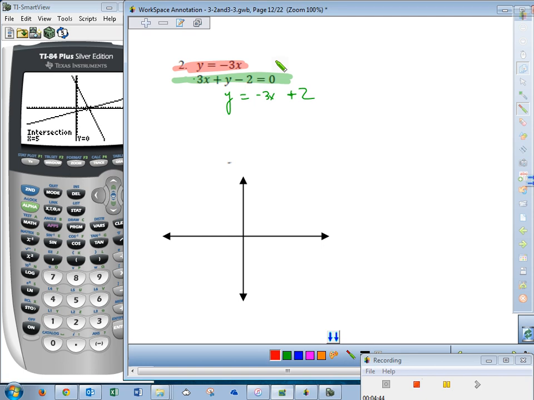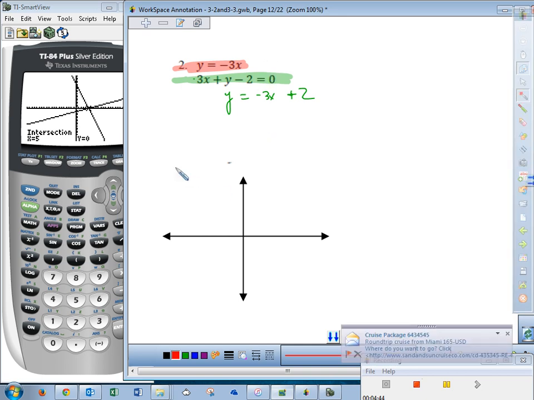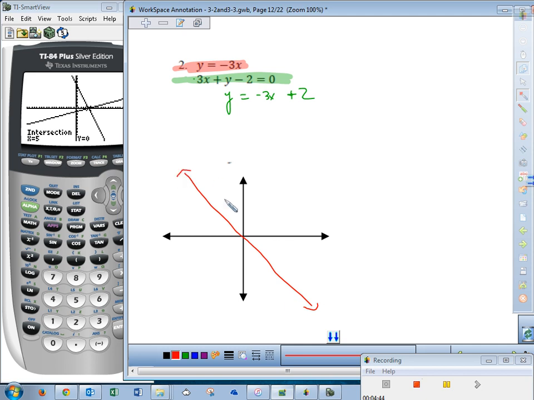They have the same slope, correct? Right? Are they the exact same line, though? So it's not infinite solutions. How many solutions will this have if they have the same slope? No solutions. I don't even need my graphing calculator to make a sketch of this. I know what y equals negative 3x looks like. What's the y-intercept? 0. What's the slope? Negative 3. So shouldn't it look something like this?